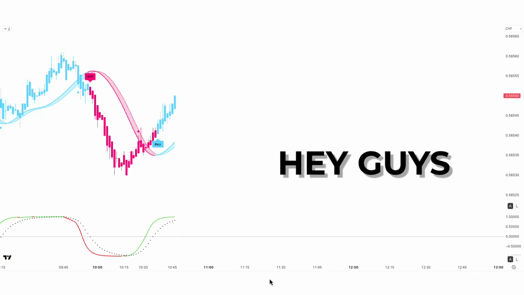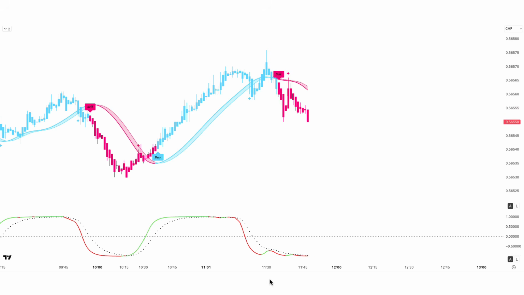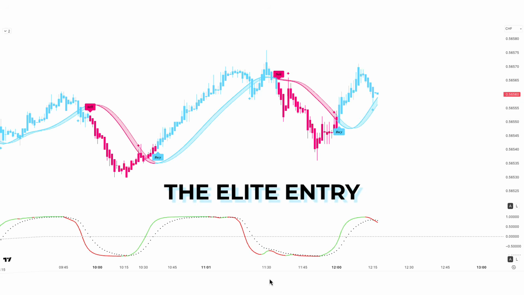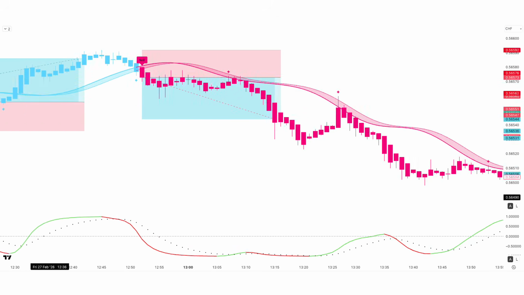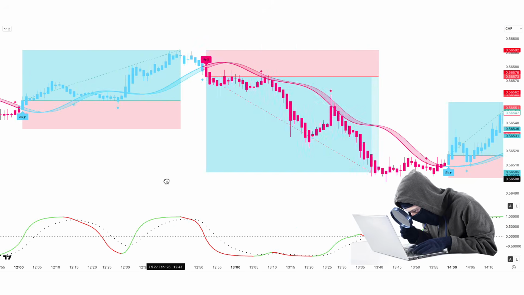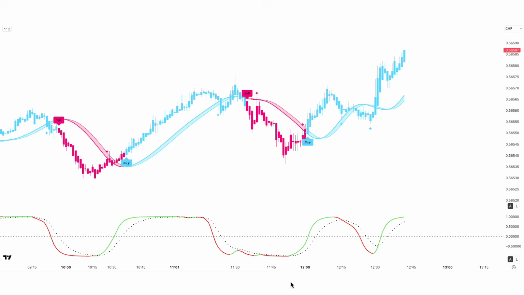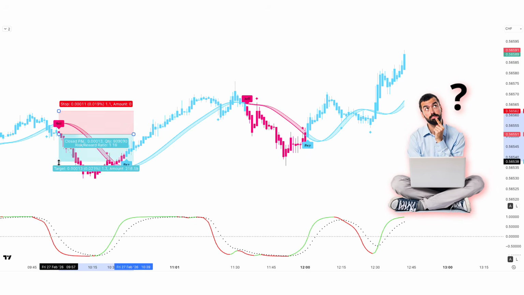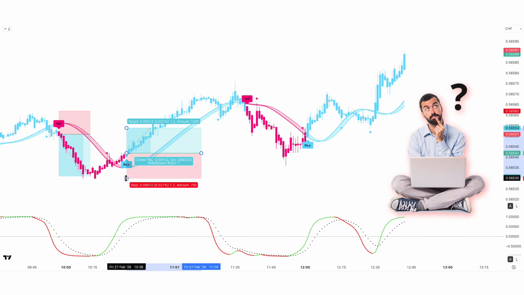Hey guys, in today's video, I'm going to show you a simple yet powerful trading secret I call the elite entry. It's not a complicated system, but a smart combination of two free indicators that helps you identify the perfect entry into a trend. To be honest, the problem most traders face in the market is that they see the trend but miss the entry, or enter too early and end up taking a loss.